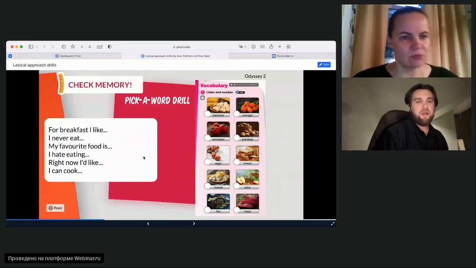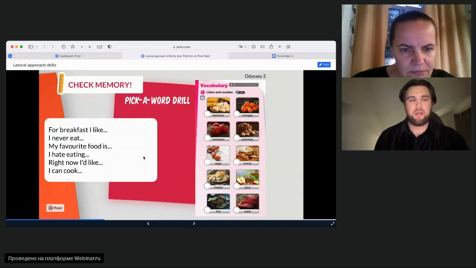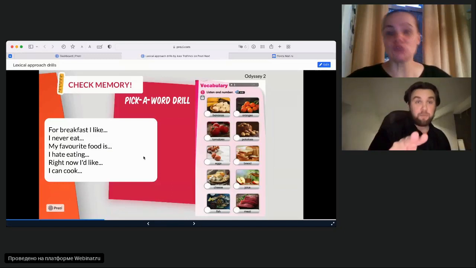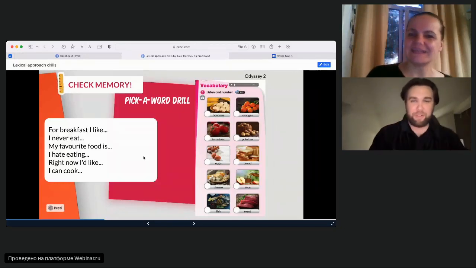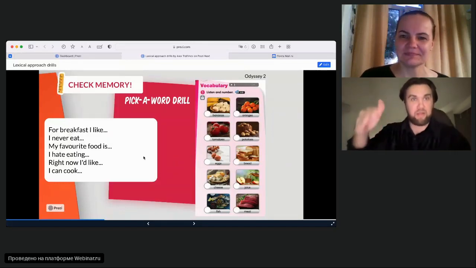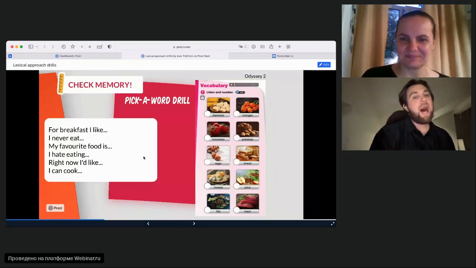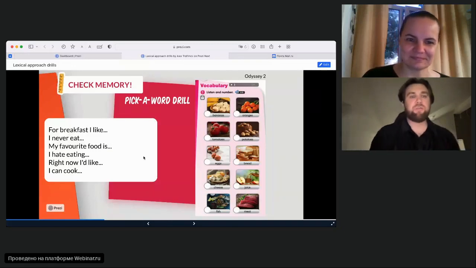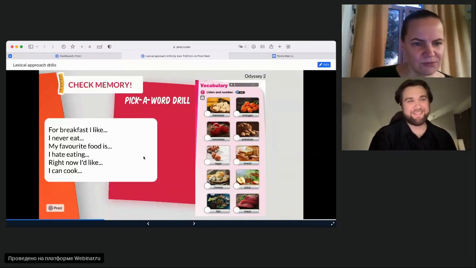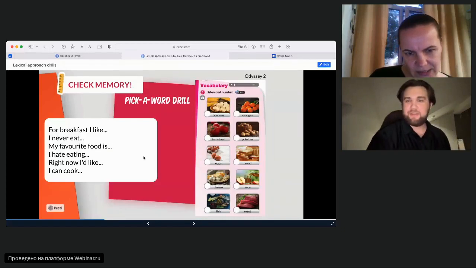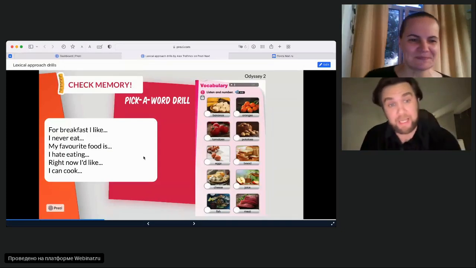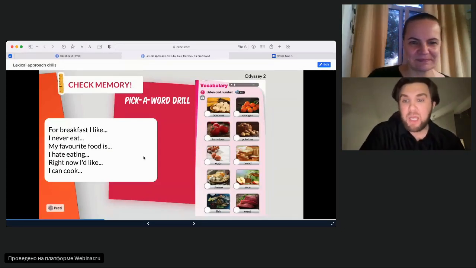Okay. For breakfast, I like bananas. Why not? Bananas, totally. Now, please stay a little bit longer, okay? You complete one sentence, I complete another, and we just go one by one like that. I never eat fish. Oh, I like fish. My favorite food is fish and cheese. Actually, I like cheese too. Amazing.